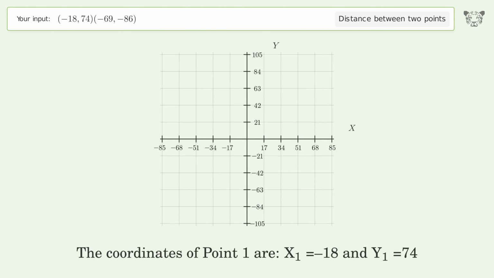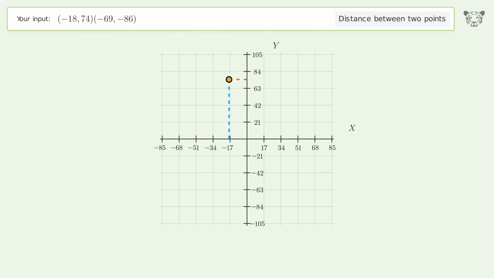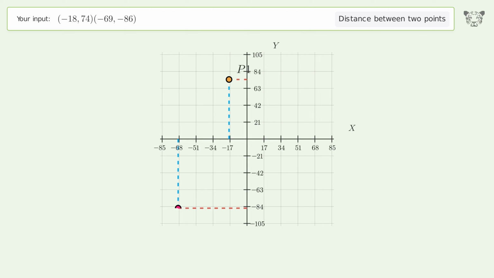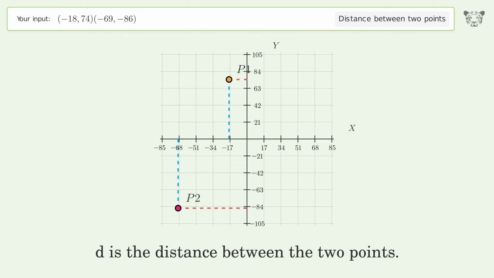The coordinates of point 1 are, x1 equals -18 and y1 equals 74. The coordinates of point 2 are, x2 equals -69 and y2 equals -86. D is the distance between the 2 points.